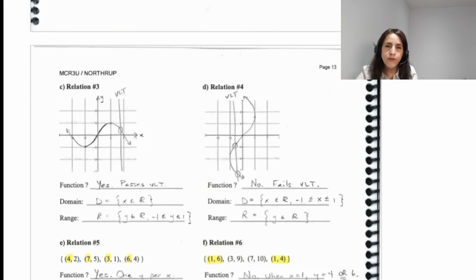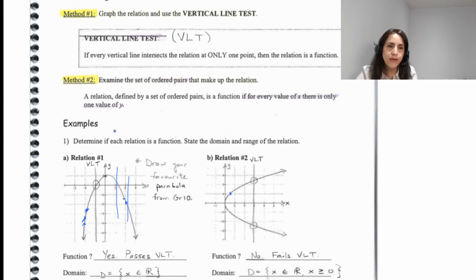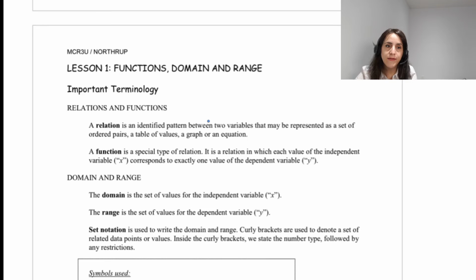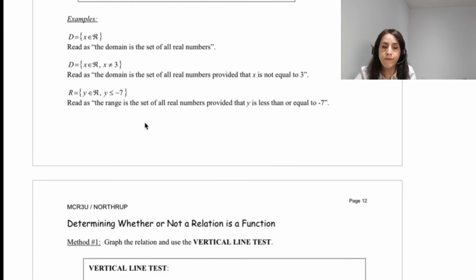Now, do you remember the definition here? Let me see. I'm so sorry. Do you remember the definition that we had here? This definition is talking about ordered pairs. We talked about it. Table of values is the same thing. Graph, we talked about it. Now, we want to talk about the equation. If I have an equation, how can I say if it is a function or not a function?